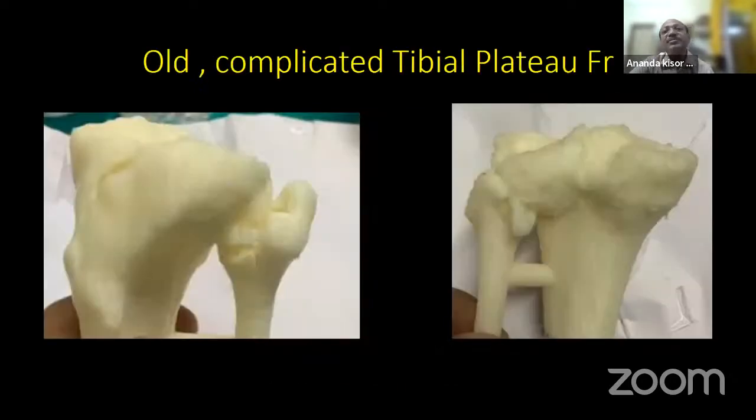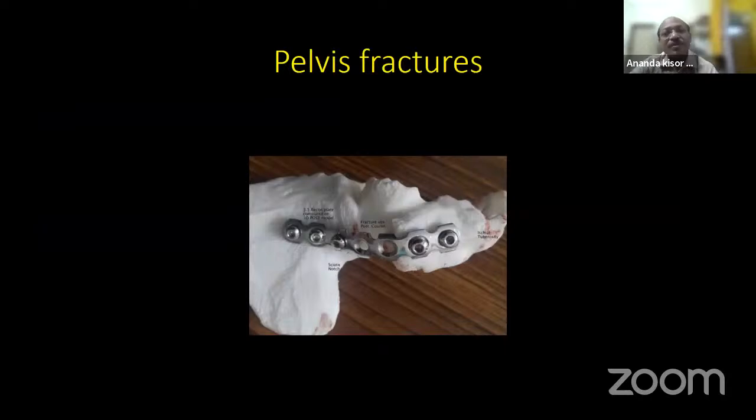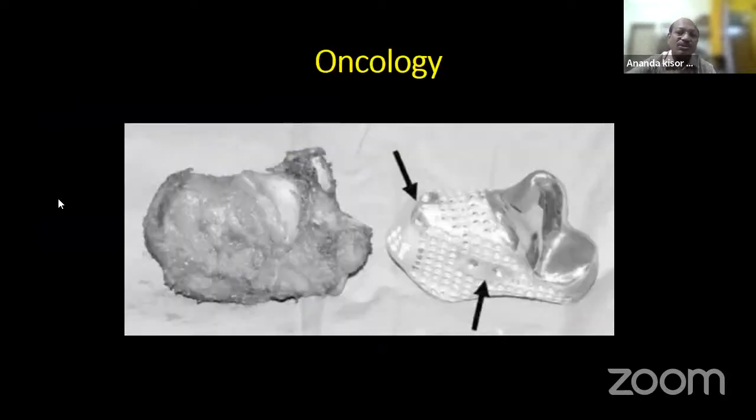Again, an old complicated tibial plateau fracture, an articular fracture, where absolute articular congruity is required to be maintained, needs planning before the actual surgery. Vestibular fracture, again, is very important. It's a tricky operation. If you have this model beforehand, it's very easy for fixation. Similarly, pelvis fracture, and oncology. Suppose it's a benign or malignant tumor of the calcaneum. As you can see here, it is removed completely by limb sparing surgery, and before the operation the model can be prepared, and this model can be placed during the operation.